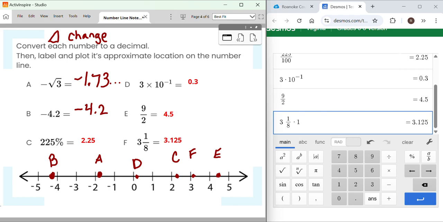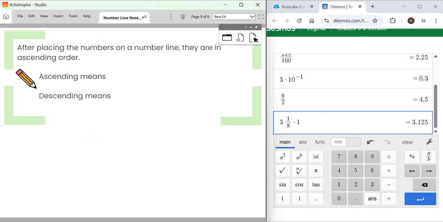And how do you do that? Using your calculator. The only ones that I think were a little bit interesting here were the negative 4.2. You multiplied times 1 so that the calculator had something to do, which is make it look like itself. And the 3 space 1 over 8 times 1, again, made it look like itself. And then that percentage, the 225%. Remember, to make a percent a decimal, you just multiply it by 100. That's all you've got to do. Okay, let's go on to the next page.